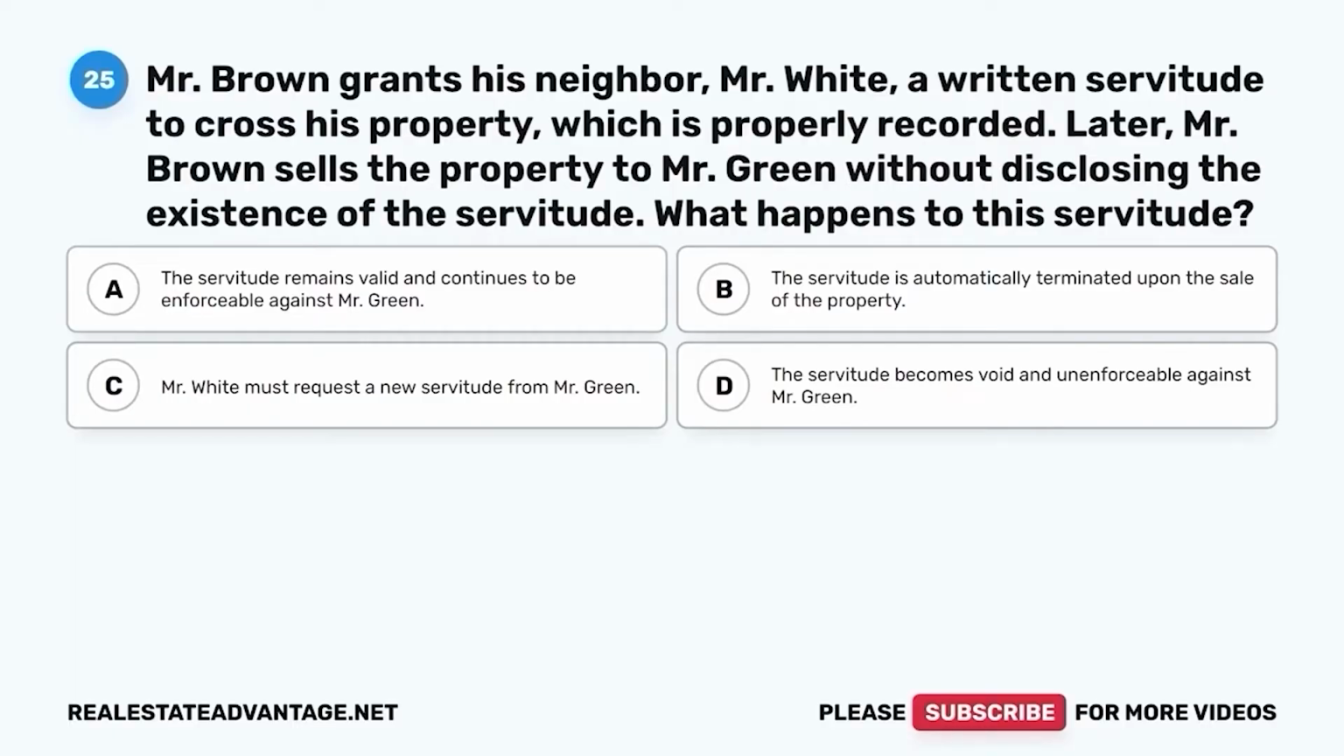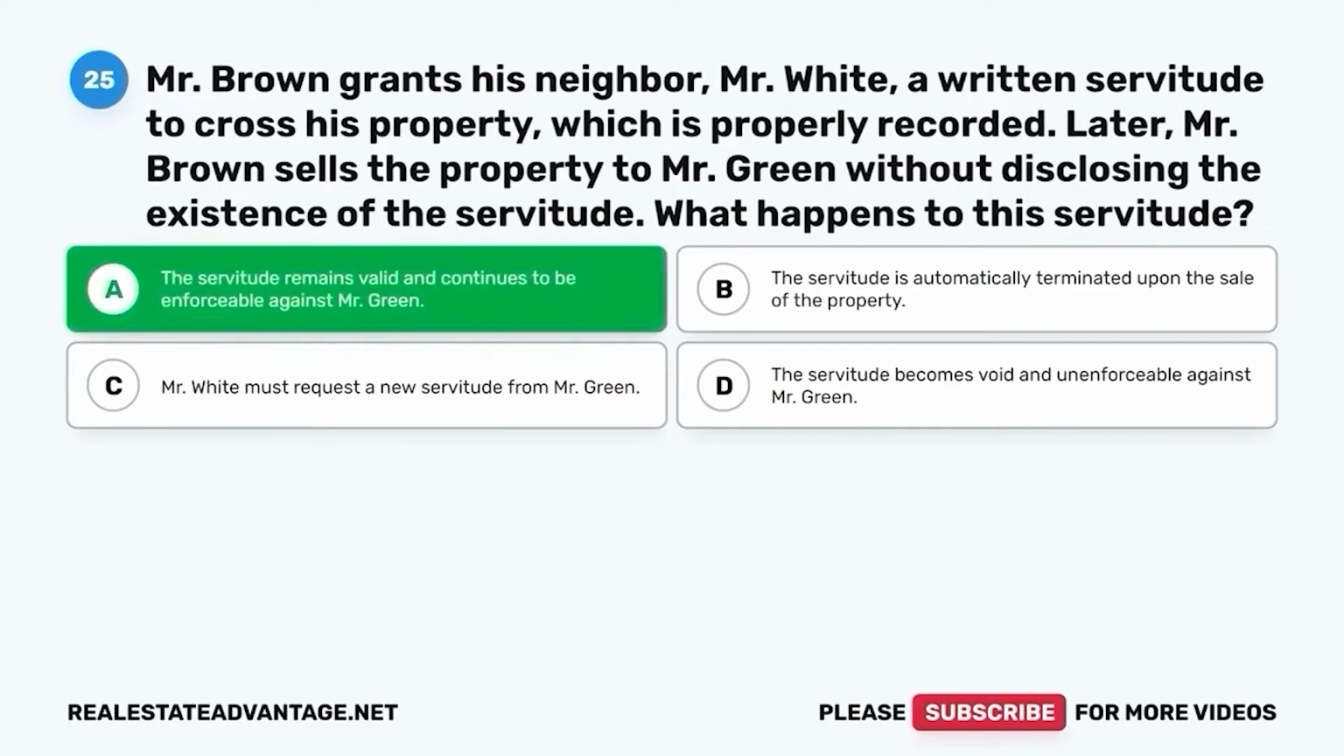A. The servitude remains valid and continues to be enforceable against Mr. Green. B. The servitude is automatically terminated upon the sale of the property. C. Mr. White must request a new servitude from Mr. Green. D. The servitude becomes void and unenforceable against Mr. Green. The correct answer is A.